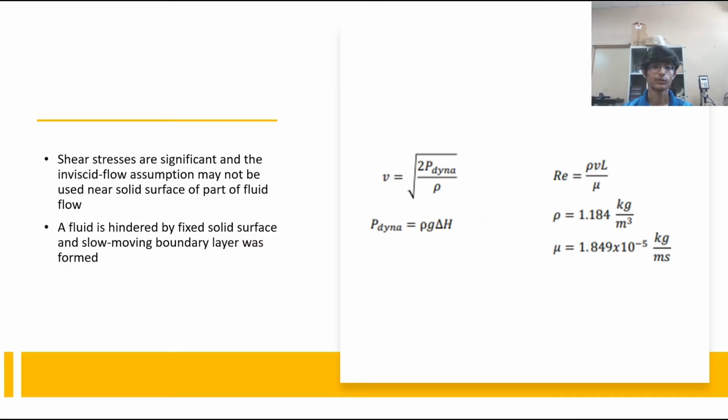Shear stresses are significant, and the inviscid flow assumption may not be used near a solid surface in part of the fluid flow. The fluid is held back by the fixed solid surface and a slow moving boundary layer is formed over time. On the right we can see the relevant formula used. That's all from me. I will pass to the next presenter. Thank you.